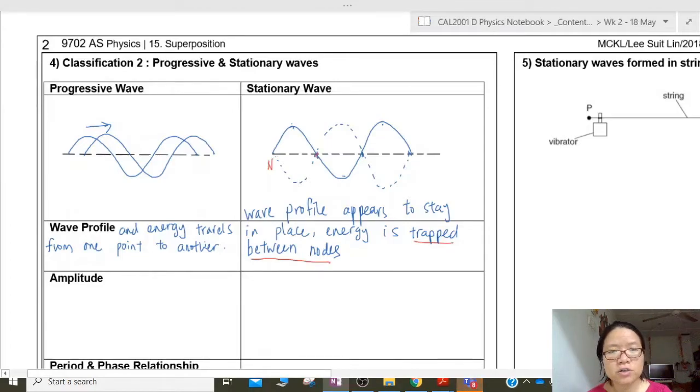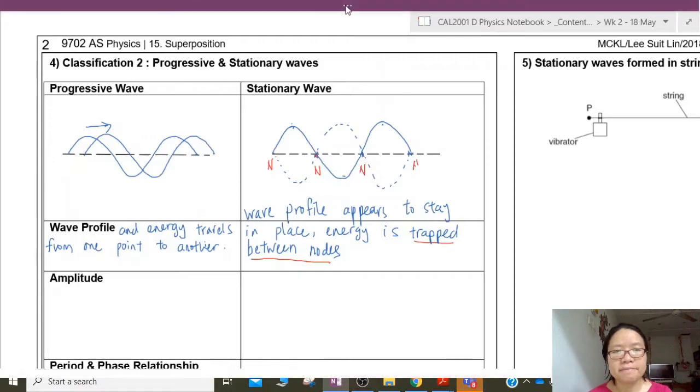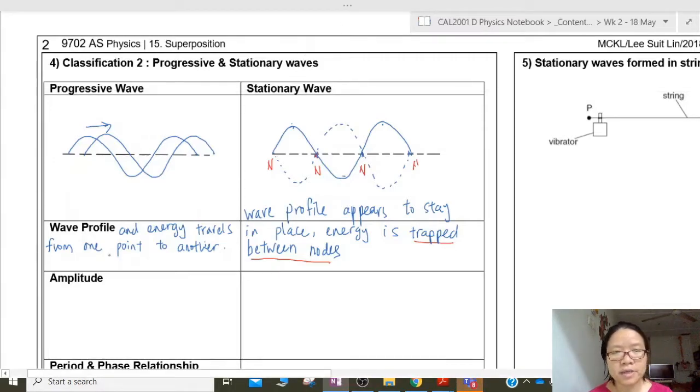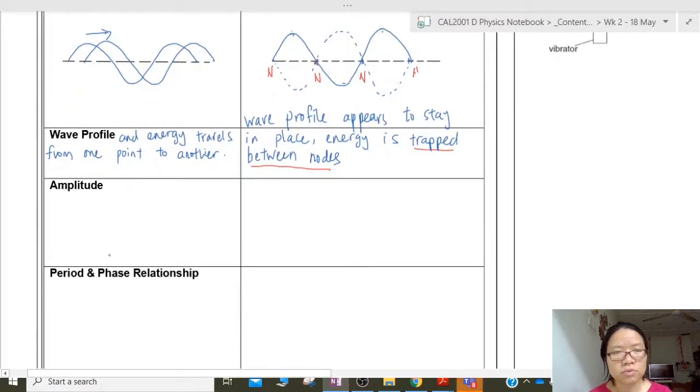All right, so two nodes are here. Actually, in this, if you count properly, there are 4 nodes. Okay, and also at the same time, let's label the antinodes. At least I think that's what I'll do later.